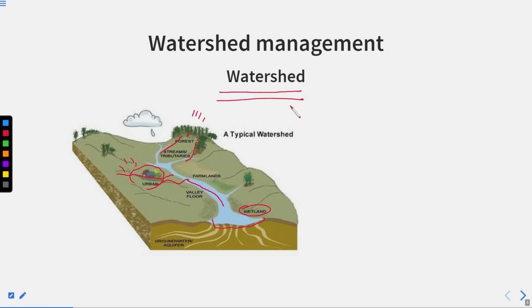Now there is a requirement of management. If this water body or the wetland or any watershed gets blocked, or any construction is done over here, then what will happen to this water which is coming from the forest area, the urban area, the rural area, and the farmland? It will cause a flood. So to avoid flood, there should be proper watershed management.